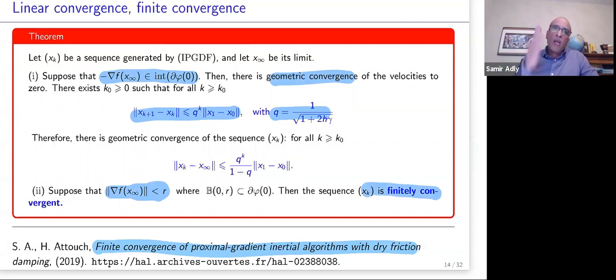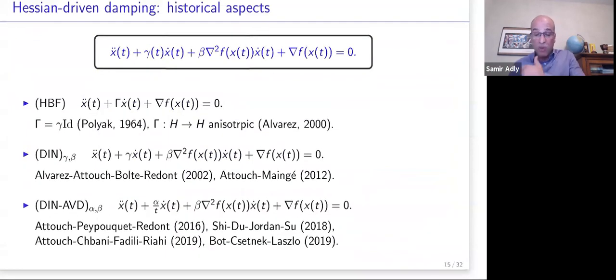It means that the dry friction will act like a control and will stop the system after some iterations. There is an open question: unfortunately, we cannot estimate the number of iterations at which the sequence will stop. You see here that the discrete temporal dynamic and the continuous dynamic have the same pattern. The trajectory in the continuous case converges in finite time, and here the sequence also converges in finite time. So let's move now to the Hessian damping.